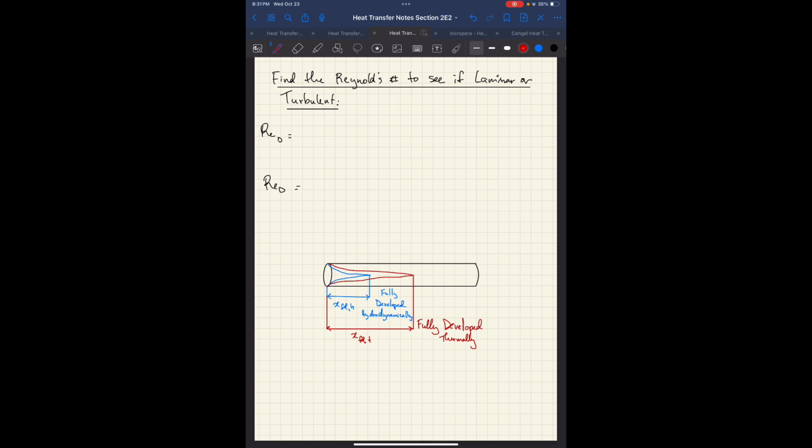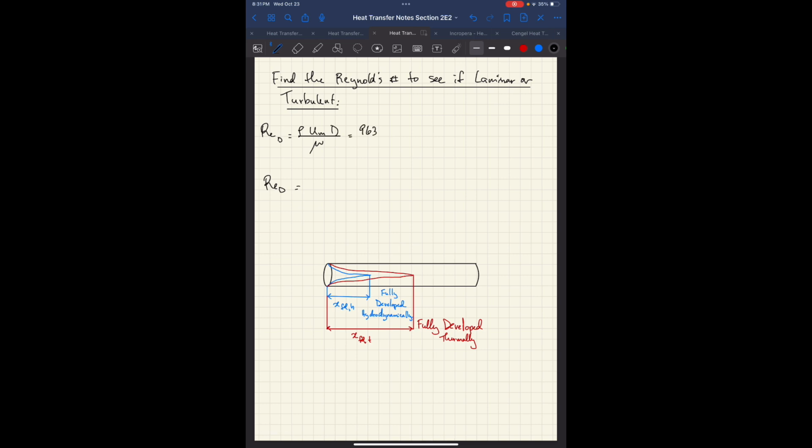Okay, your Reynolds number is quite similar to what we had before for external flow, except for free stream velocity, we use the mean velocity, and instead of x, we use diameter. So it looks something like this. You could also, of course, replace these with nu, if you so desire. It's the same thing. Okay.